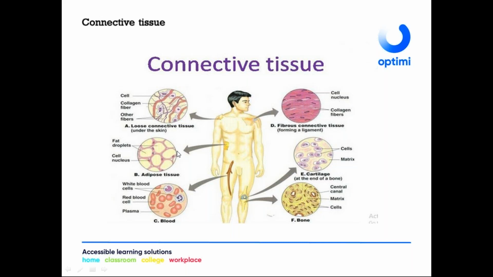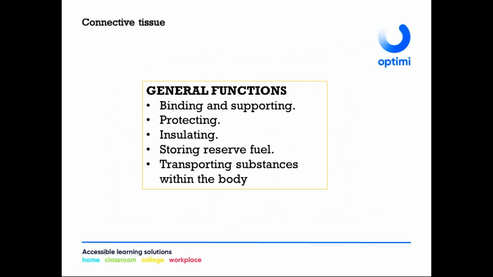These are the types of connective tissue that you get in animals. You've got loose connective tissue, which is found under the skin. This is a typical structure of loose connective tissue. And then you have adipose tissue. You have blood. You have fibrous connective tissue. This is a typical structure of fibrous connective tissue. You have cartilage, and you have bone. Those are the different types of connective tissue that you find in animals.